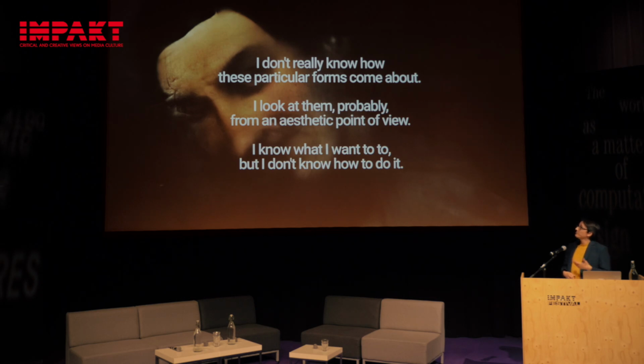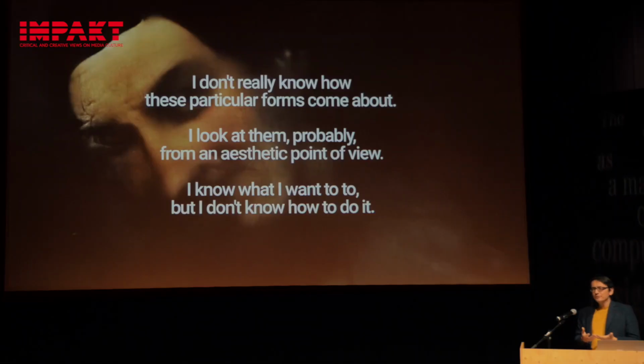I don't really know how these particular forms come about. I look at them probably from an aesthetic point of view. I know what I want to do, but I don't know how to do it. And this pretty much nails how I work. I kind of know what images I want to get out, but in the end, my imagination is not big enough to actually go there and create the artifacts pixel by pixel. So what I'm using is I'm building these systems where the machine is capable of going into a certain space.